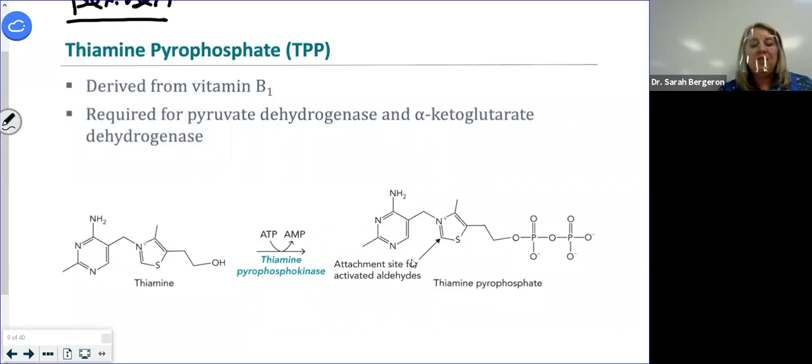But what we want to do is provide an attachment site for activated aldehydes. And you're going to see this in the mechanism in just a minute. It's the functional component for the aldehyde transfer, which we'll see in just a second.